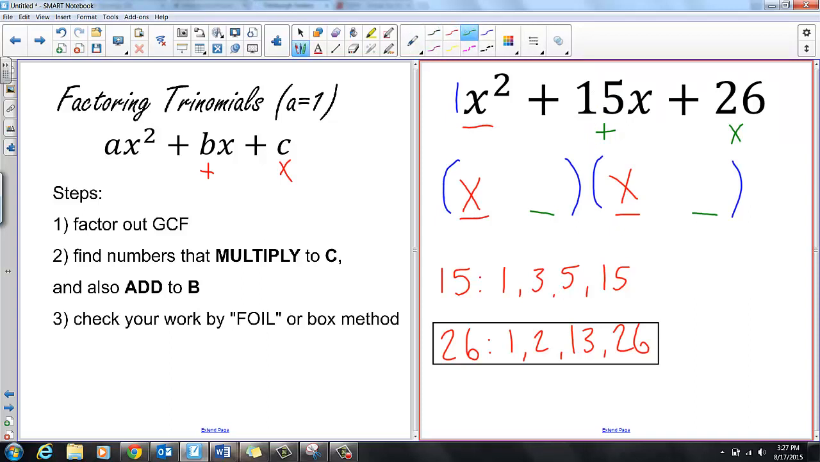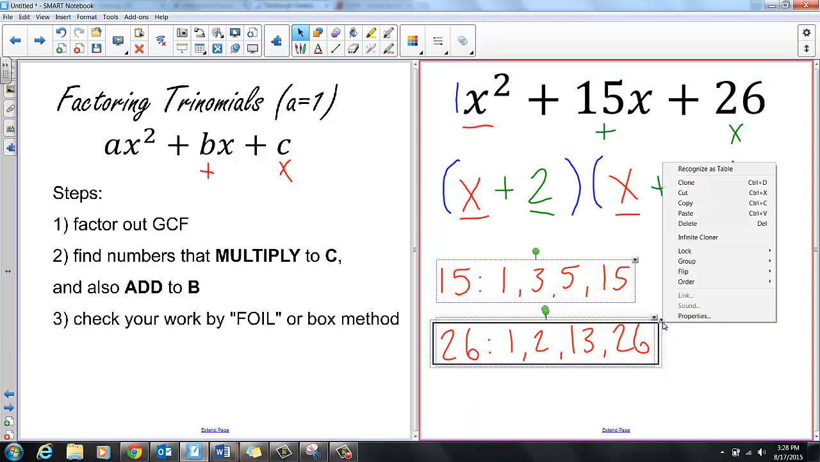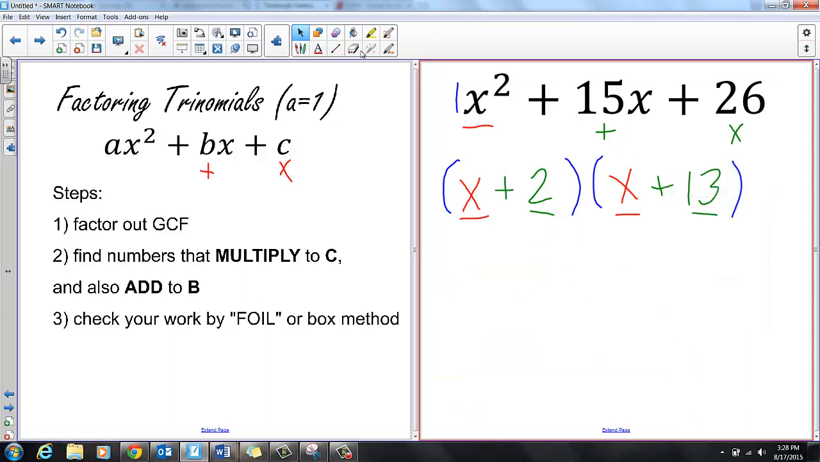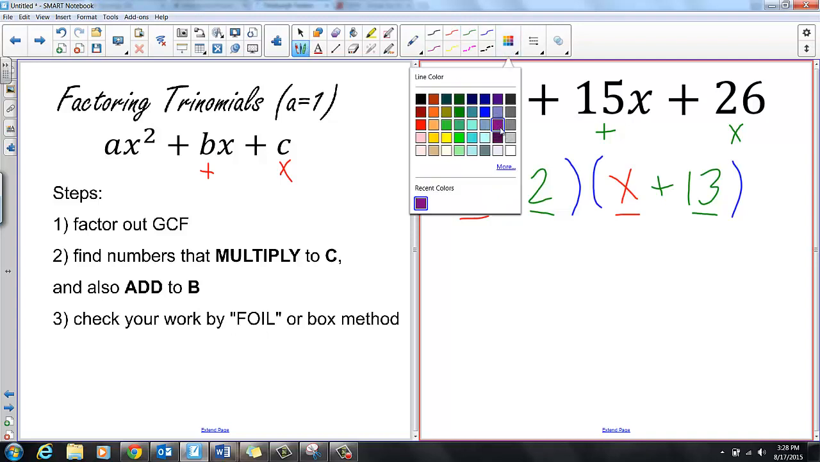So we know that we can put a 2 and a 13. And I'll tell you, it does not matter the order. I could have put a 13 here and a 2 here. It doesn't matter either way. And since they're both positive, this one's positive and this one's positive, that means both my numbers must be positives. So now we can always go back and check ourselves. So I'm going to get rid of all this. Let's go back and check ourselves using the box method or foiling. I like foiling. So let's do that.